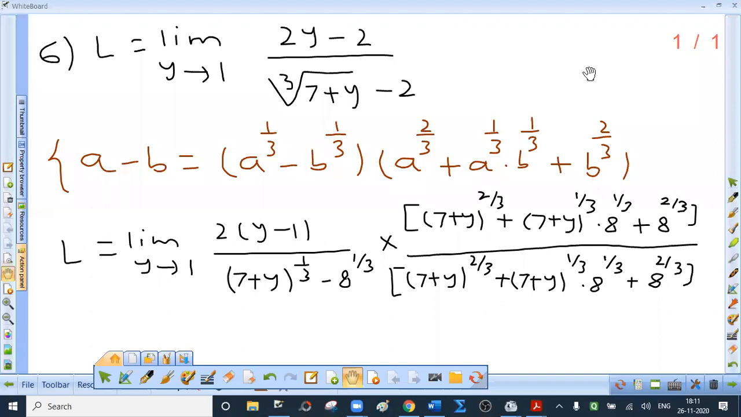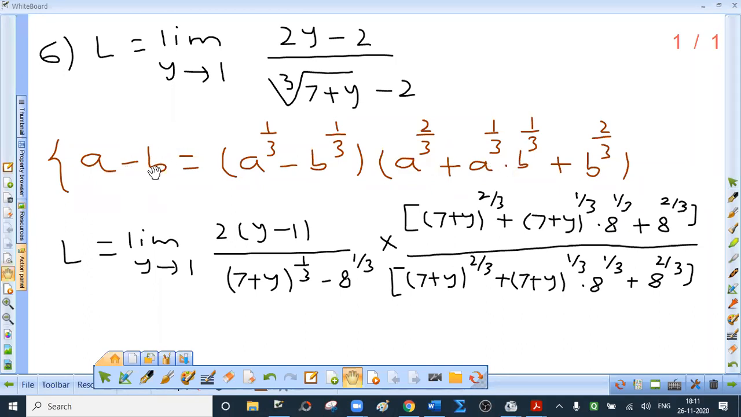Now this is an important sum. Sum number 6. Let L be the limit y tends to 1, (2y minus 2) upon (cube root of 7 plus y minus 2). See, what are the factors of a minus b? Can I say that a is cube of a raised to 1 by 3? Yes. Can I say that b is cube of b raised to 1 by 3? Yes. Now what are the factors of, say, p cube minus q cube? P minus q into another bracket, p square plus pq plus q square.